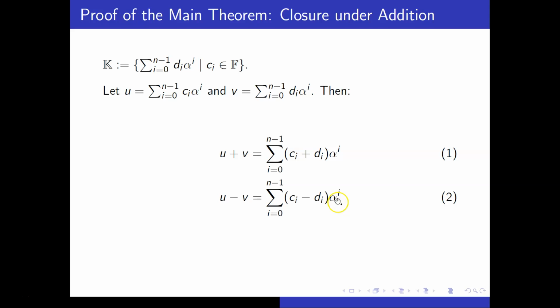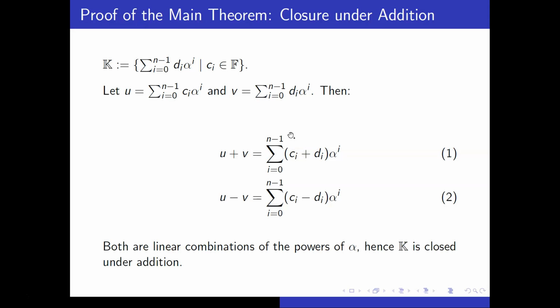Likewise for their difference. Why am I showing the difference? We're going to want that later when we're showing something as a subring. Okay, but every element in K is a linear combination of powers of alpha. We've shown that if U is a linear combination and V is a linear combination, then U plus V is also a linear combination. All right, that gives us that K is closed under addition.